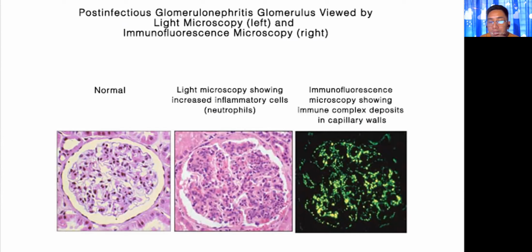And because of this inflammation, let's have this clear that the streptococcus is not the one entering the glomerulus, but it is the streptococcus triggering the immune system and then creating the antibody-antigen complexes that are getting stuck inside the glomerulus. And as we can see here, there are increased inflammatory cells. Now on the further right, we have the immunofluorescence microscopy showing immune complex deposits in capillary walls.